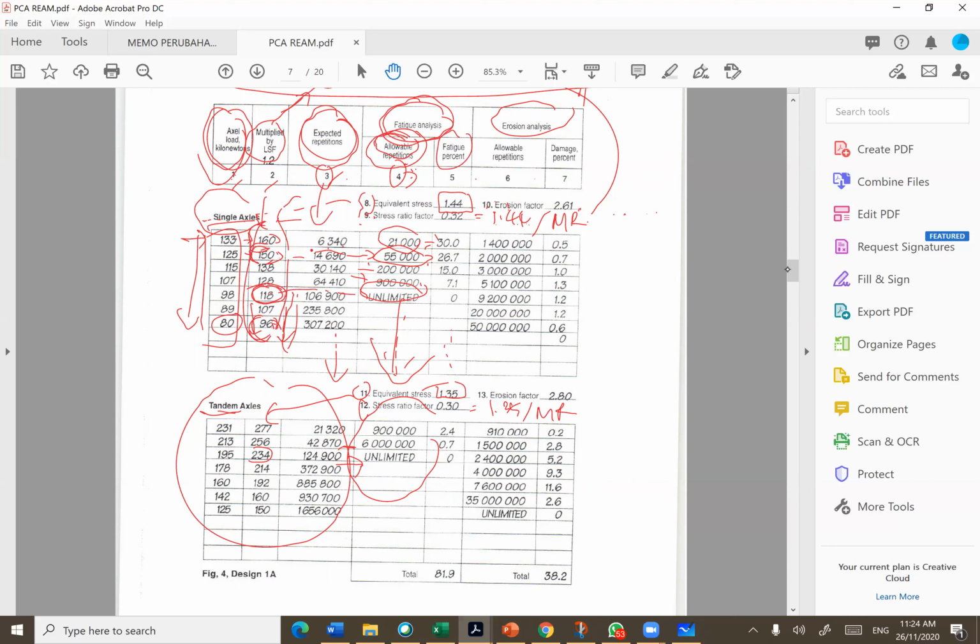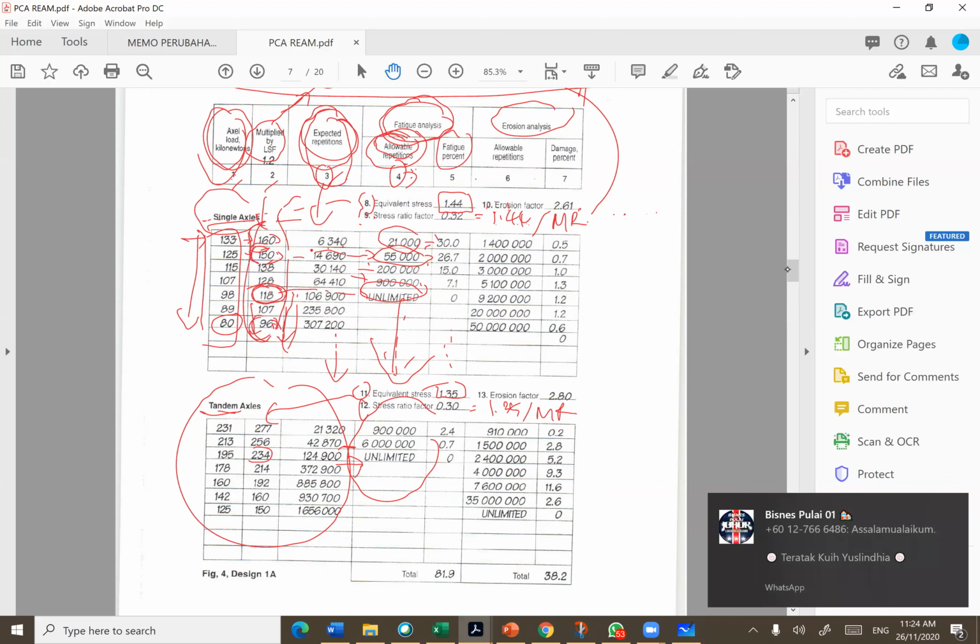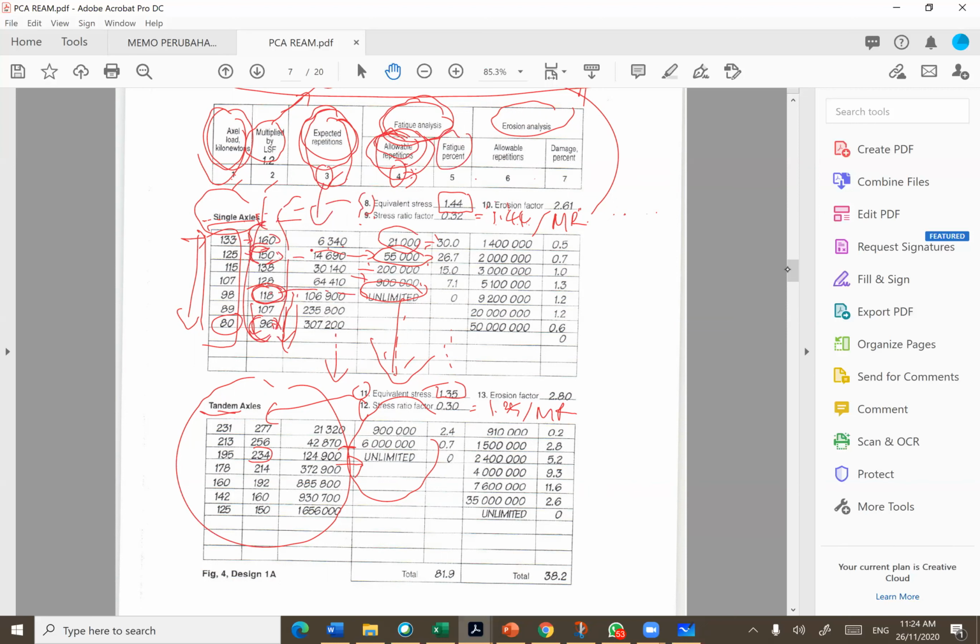So for the fatigue percent, it is actually the ratio of predicted or expected, column number 3, divided with column number 4, which is the allowable repetition. For example, in the first value here, 6340 divided by 21,000 times 100%. You will get the damage due to the fatigue failure, the fatigue percent failure. Okay?